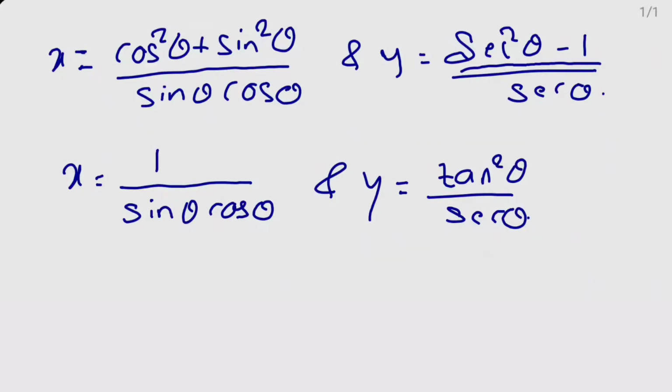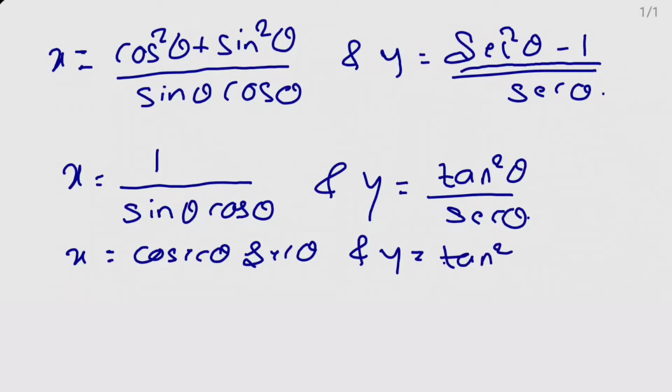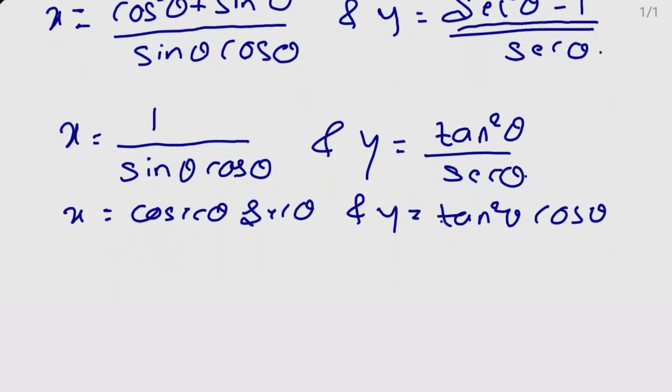And now here x equal to 1 by sin, we can write cosec theta, and 1 by cos, we can write sec theta, and y equal to tan square theta as it is, and 1 by sec theta, we can write cos theta. Is it clear?